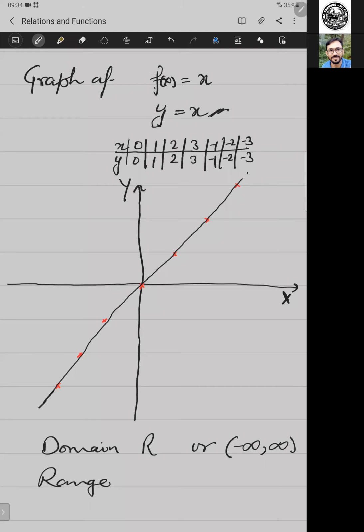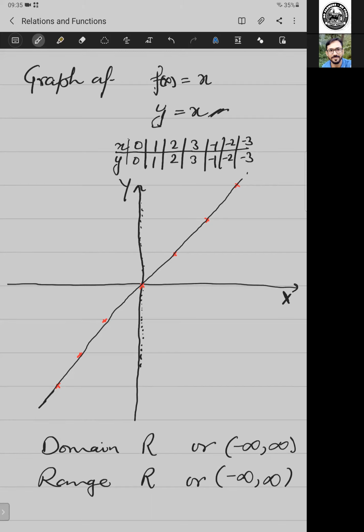And range, now see, on the y-axis also each value is used. Each value, I hope with these dots you are able to understand. 0.1, 0.2, -0.1, 1, 2, 3, 3.5, 4.5, everything we are using. So range will also be real numbers, or -infinity to infinity is the range of the function. So domain and range for the above given graph will be real numbers, and real numbers are -infinity to infinity.